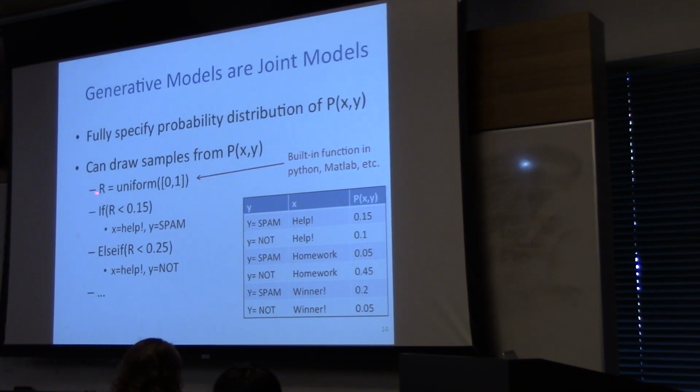Typically, you sample a random variable using a random number generator, such as uniform between 0 and 1. This is a built-in function in MATLAB or Python. For this simple case, you take this number and partition it into segments, and each segment corresponds to predicting one of these 6 cases. So if the random number is less than 0.15, your model samples this case. If it's not less than 0.15, it's between these two numbers, less than 0.25, which is in this region, you sample this case, and so on and so forth.